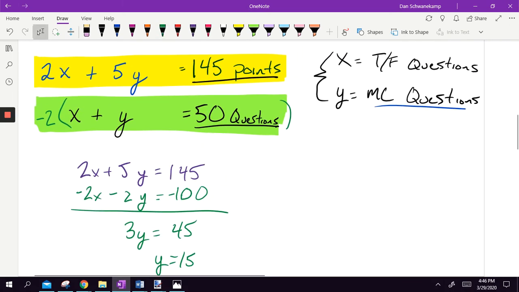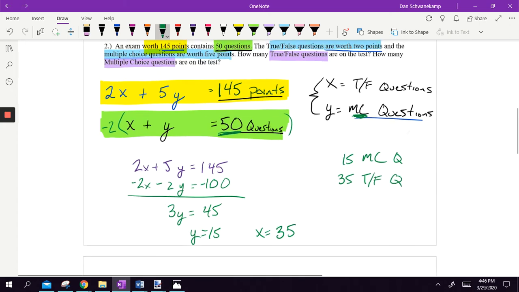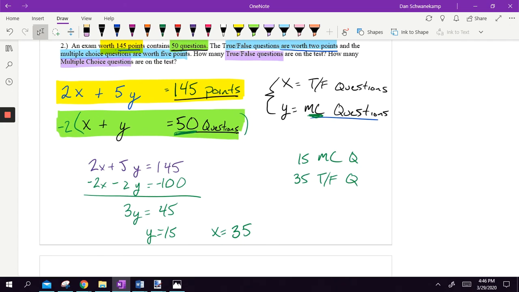And if there are a total of 50 questions and 15 of them are multiple choice, because the y stands for multiple choice, then we know the other 35 have to be the true-false questions. So 15 multiple choice questions and 35 true-false questions. Boom, did it. Again, the last part's easy. I'm worried way more about the setup.